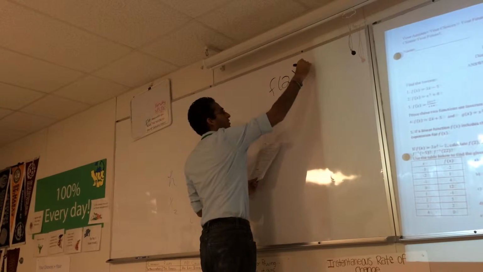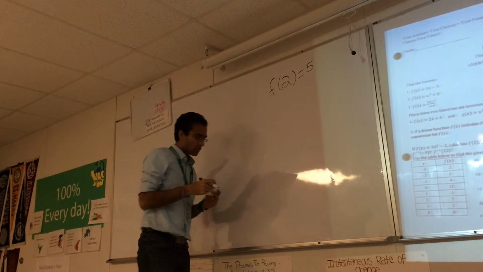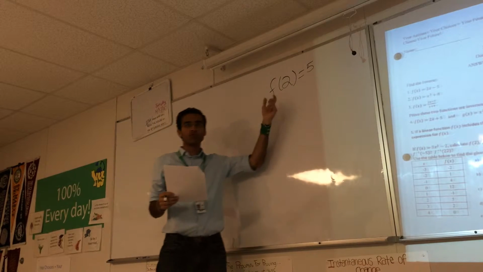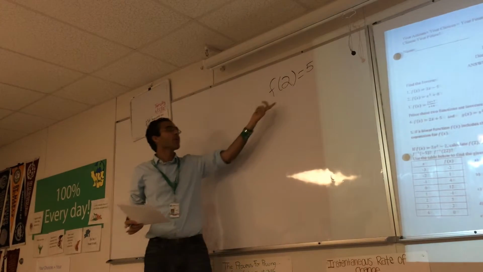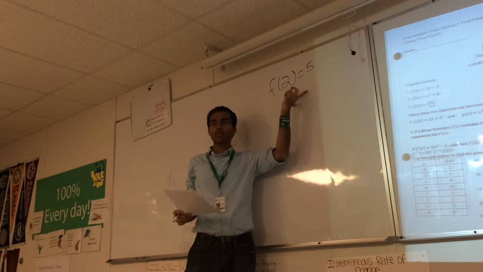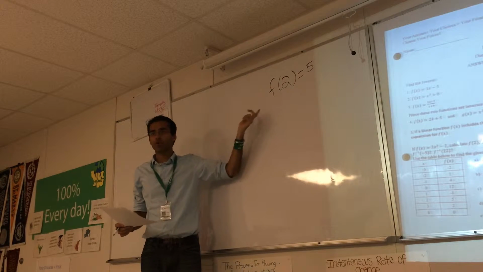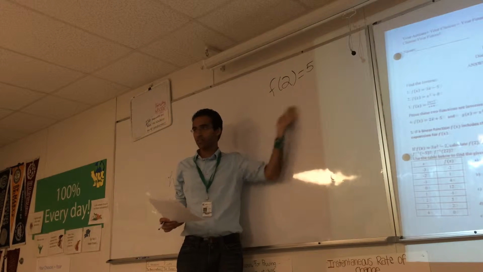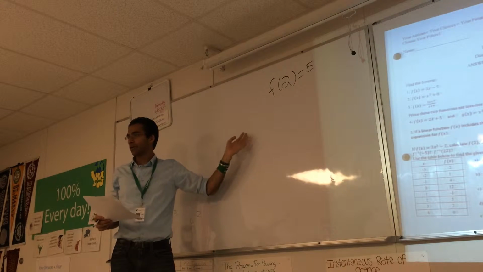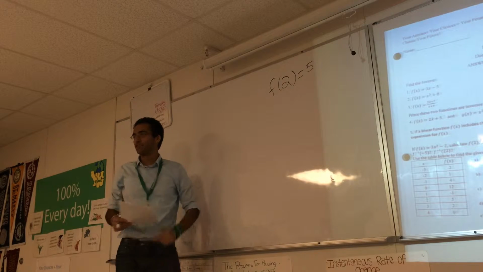Of 2, and again, I'm just making this up. If we know that f of 2 equals 5, how could I write this point in coordinates? Because right now there are no coordinates here, but there must be a way to write this in coordinate form. Daniel, you have a thought? 2 comma 5.